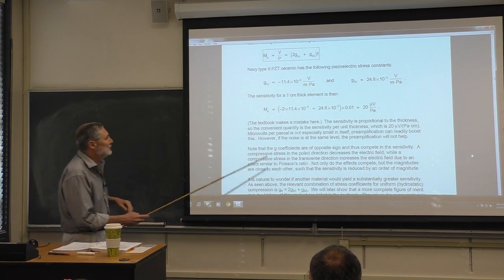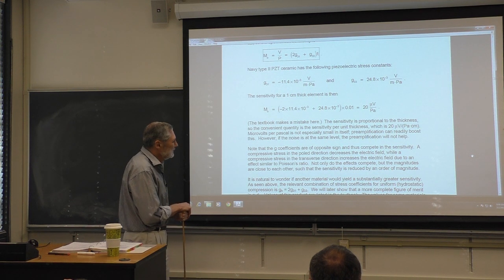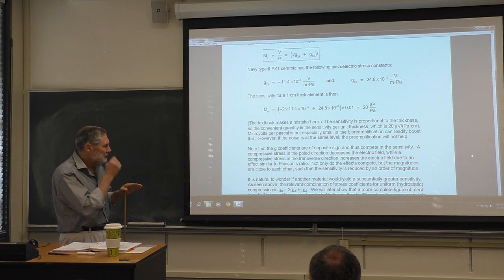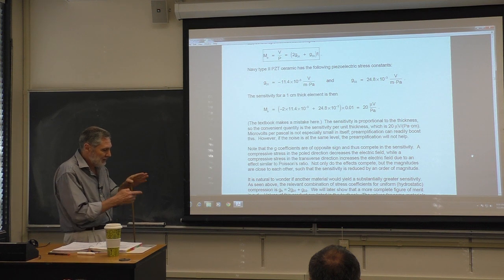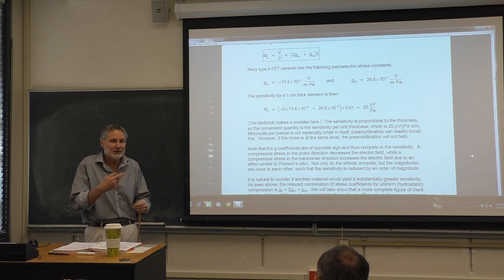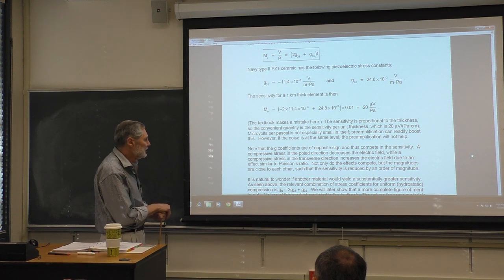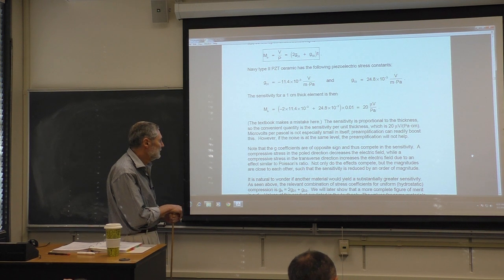Okay, so as I mentioned, we have competition here. The G coefficients are of opposite sign. What that means is, if you compress this thing, a compression is going to decrease the electric field here, but a transverse compression is going to tend to increase it. We're getting competition here, and consequently a small sensitivity.